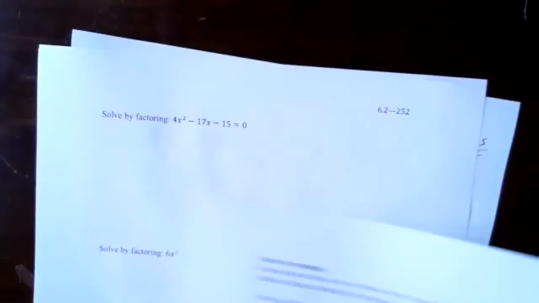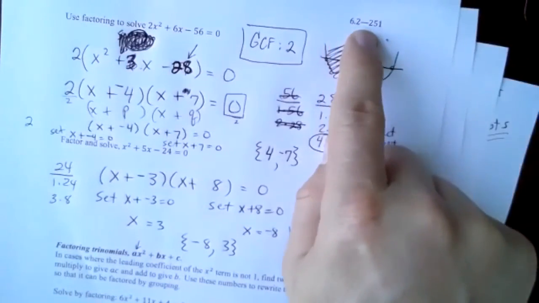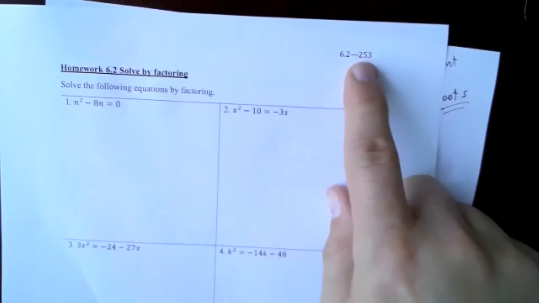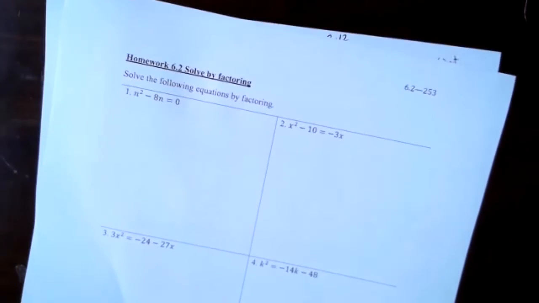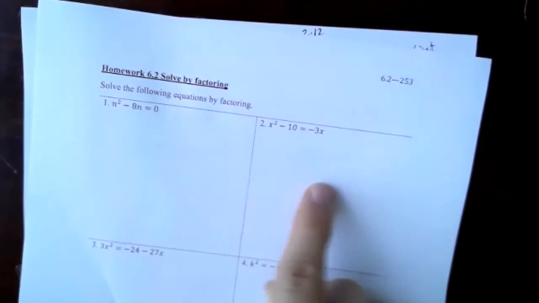Now tomorrow we're going to go into factoring trinomials. We're going to need page 6.2, 251, 252. I might go over a few of these on 253, but I'm probably going to move on to the next section after a couple of these problems. We'll hit those as a review.